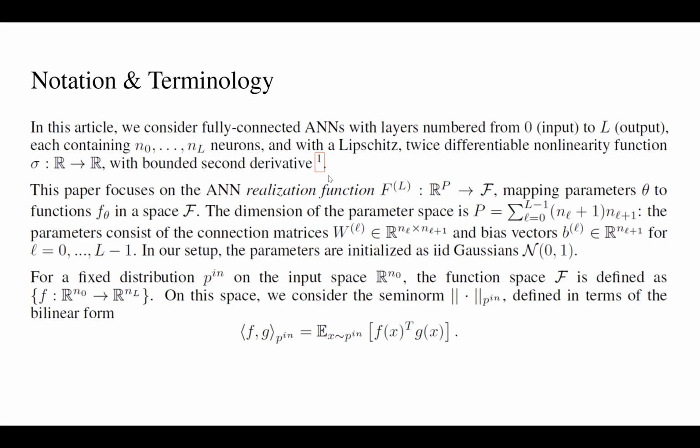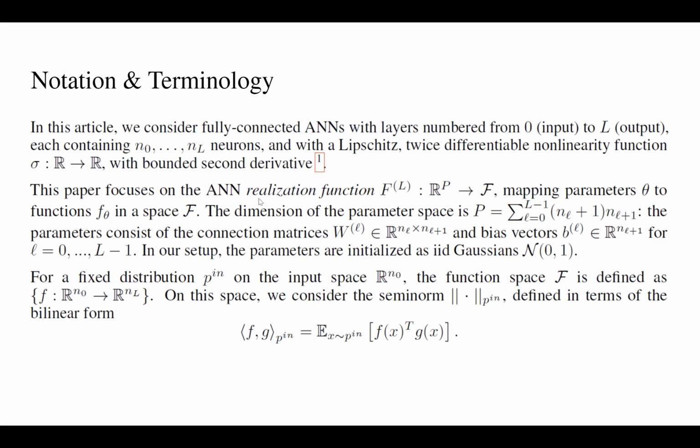So in the article, the ANNs the authors consider have L+1 layers, where the zeroth layer is just the input and the Lth layer is the output layer, each containing N0 up to NL neurons, with a Lipschitz, twice differentiable nonlinearity activation function sigma with bounded second derivative. So this is just saying that the activation function is kind of smooth.